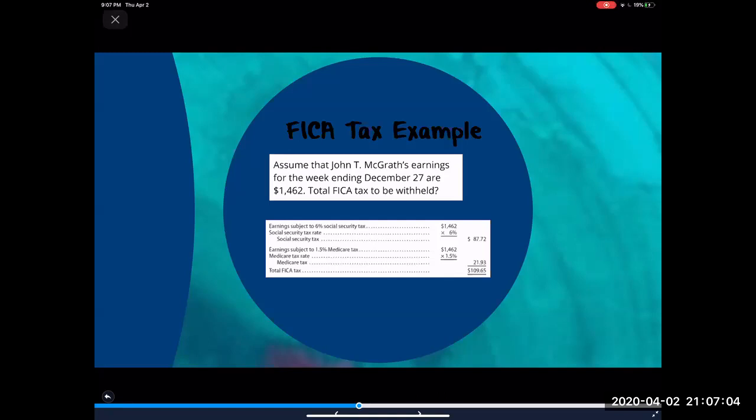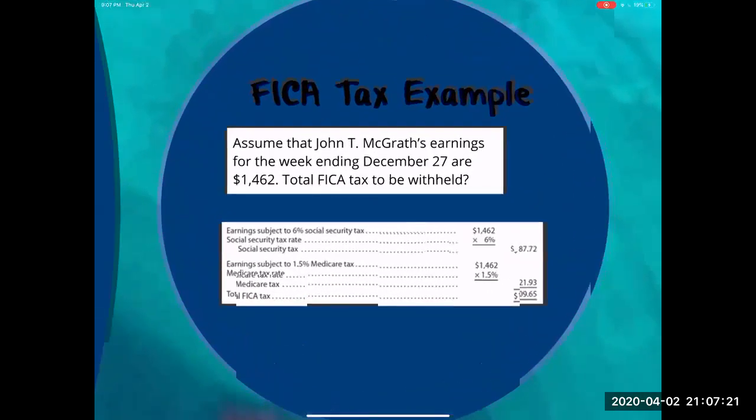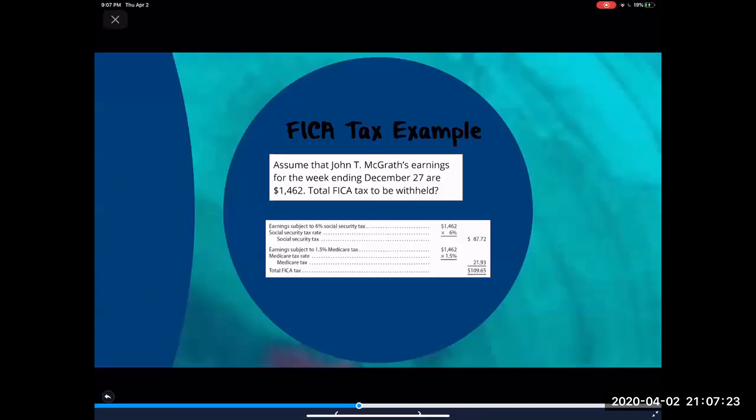It says, assume that John T. McGrath's earnings for the week ending December 27th is $1,462. What is the total FICA tax to be withheld? Now on this screen, you should see how they're calculating it. When we are calculating FICA tax, it's always based on the gross amount, right?